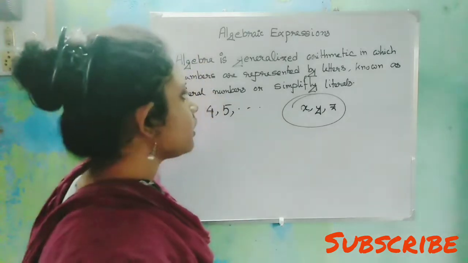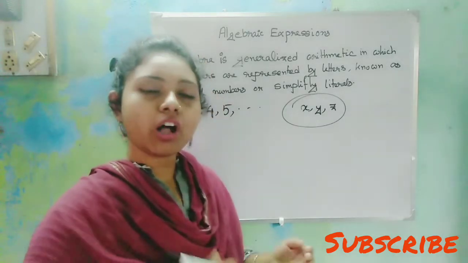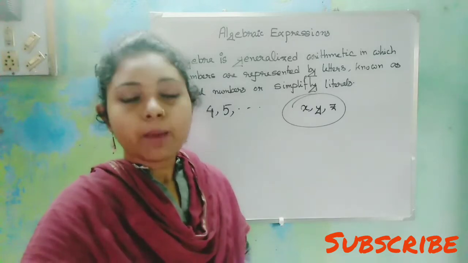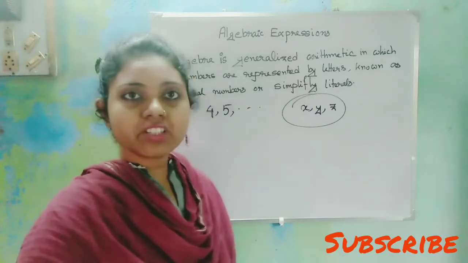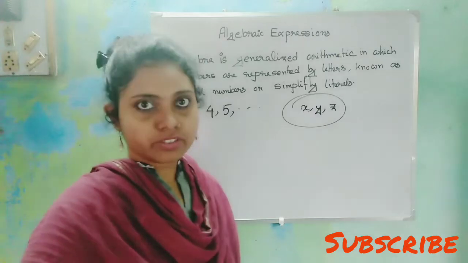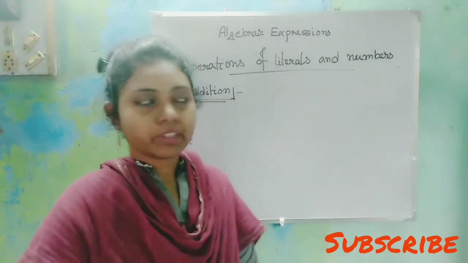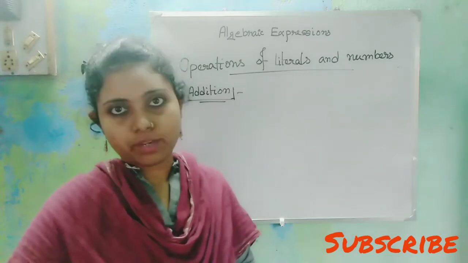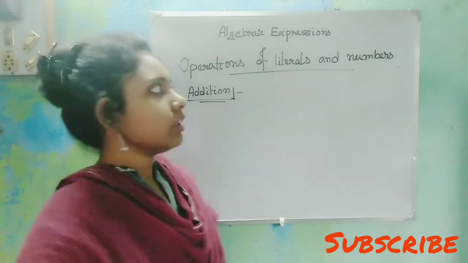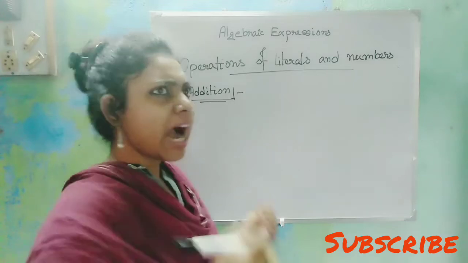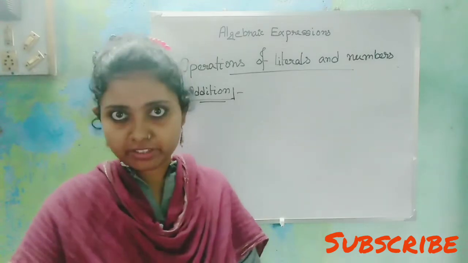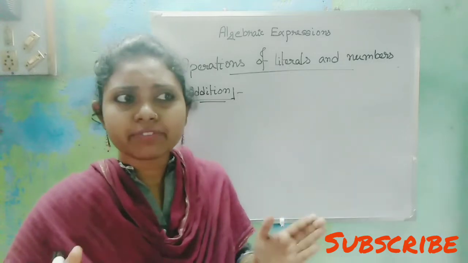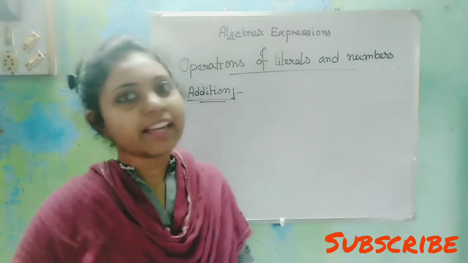Now, literals also obey all the rules of addition, subtraction, multiplication, division, because I have already said that literals are also numbers. And mind it, literals x, y, z, these all are variables. Suppose I have x number of chocolates. So x can be 1, 2, 3, 4, 5, 6, 20, 30, etc.